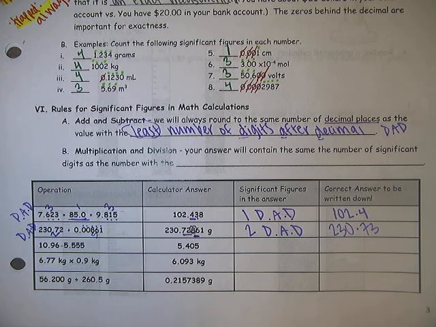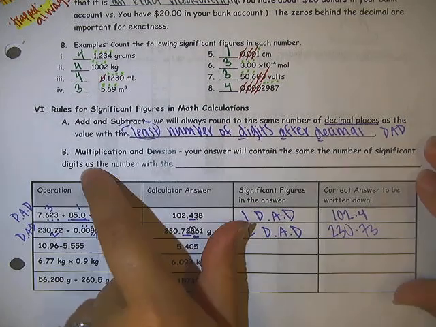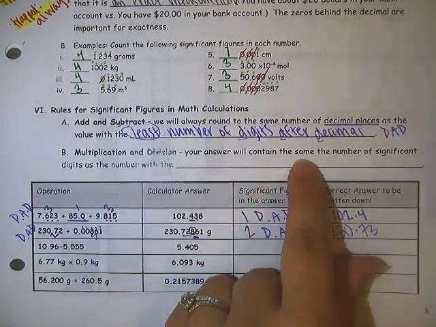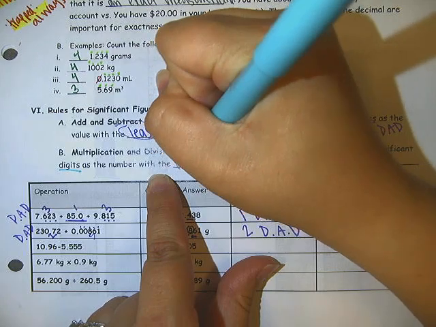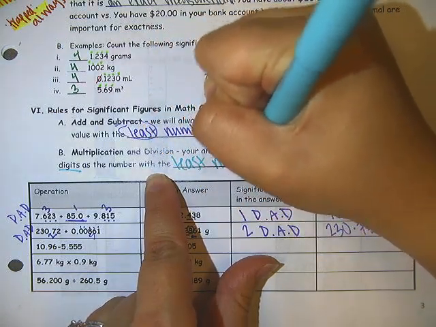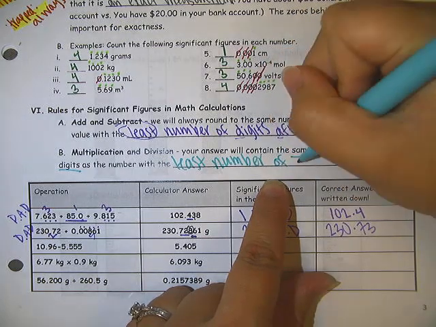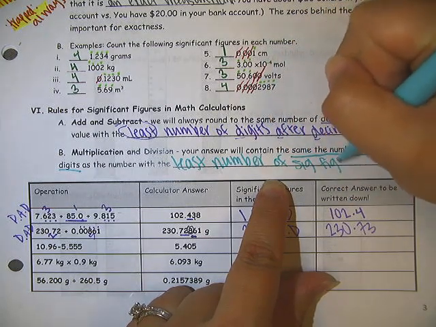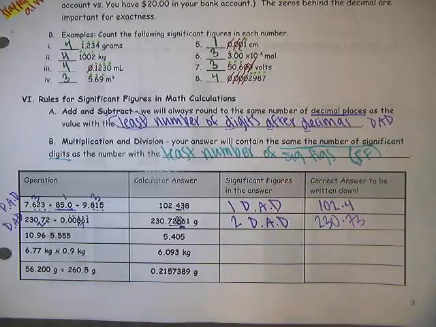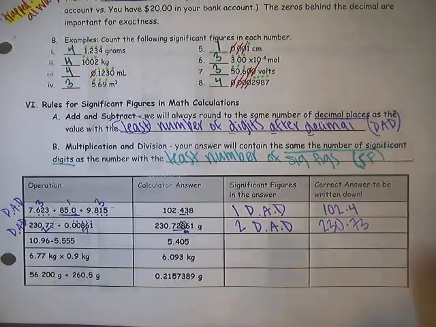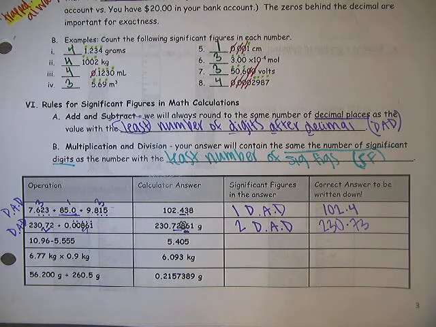Okay, the next part, we go back to our significant figures that we just learned. In this one, for multiplication and division, your answer will contain the same number of significant figures, significant digits, as the number with the least number of sig figs, significant figures. I'm going to abbreviate that as SF. So you find the number that has the least number of significant figures, and your final answer should match that same number of significant figures.